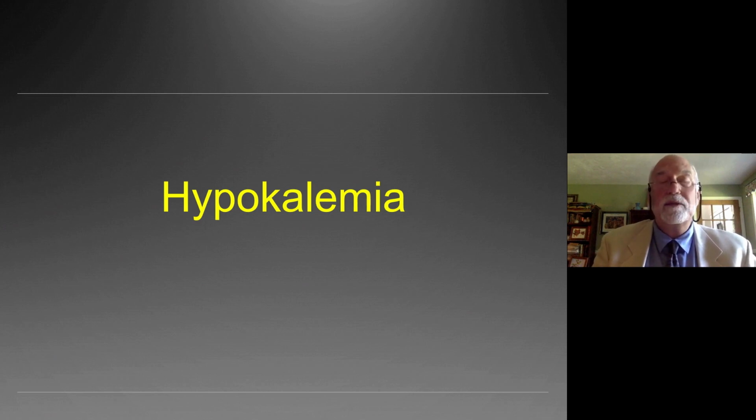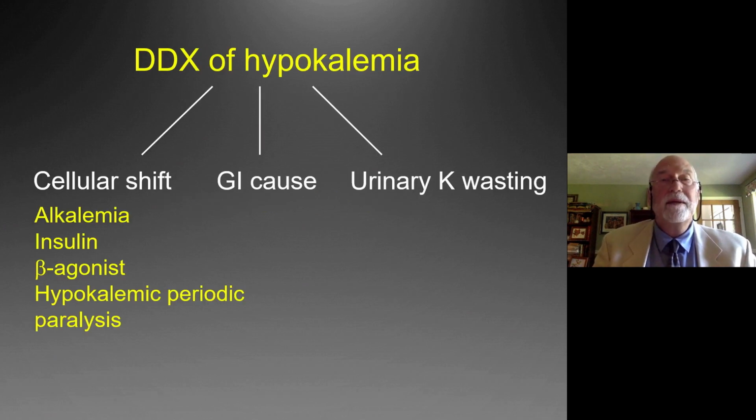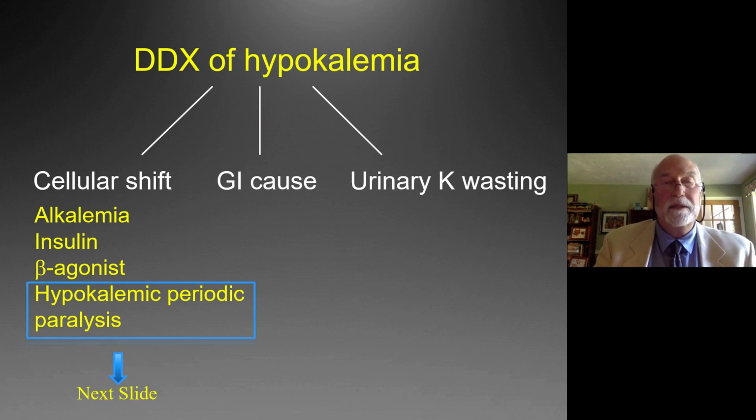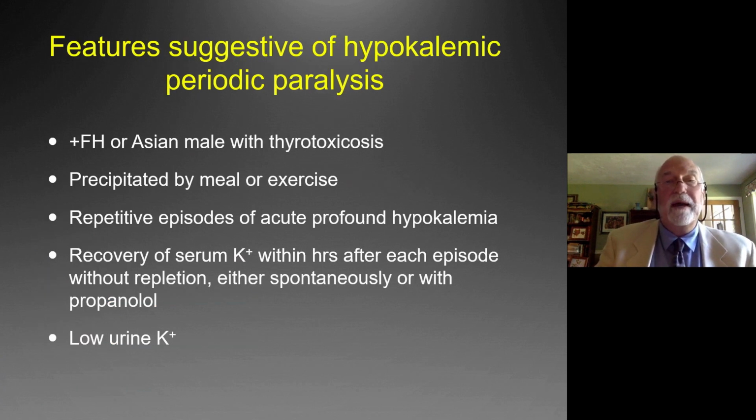Okay, in the final few minutes, we're going to talk about hypokalemia. And here, it's similar in that the cellular shift is the opposite to what we saw with hyperkalemia. This will be enhanced by alkalemia, where potassium will be taken up by cells, insulin, beta agonists, and a rare condition called hypokalemic periodic paralysis that we'll mention briefly for the sake of board review. Then there are GI causes and renal or urinary wasting causes, but we'll come to those after a brief sidetrack to hypokalemic periodic paralysis, a favorite boards question.